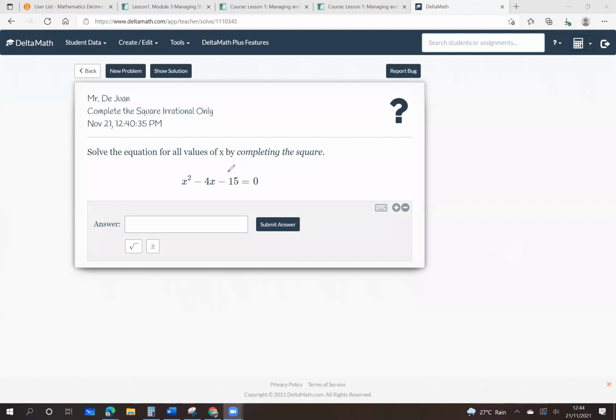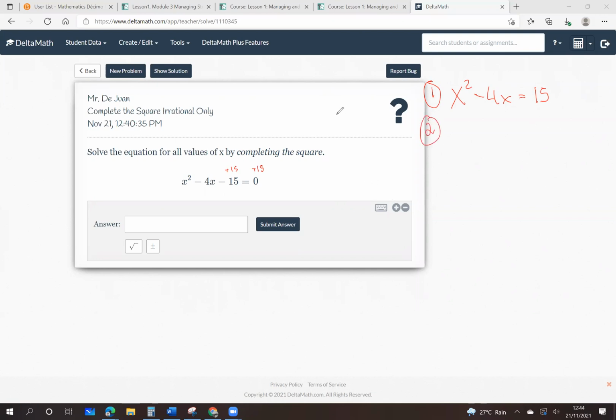All right, as it says here, what you need to always do is step 1. If you guys remember, step 1, move the c term to the other side. So that gives us x squared minus 4x equal to 15. Why? Because I add 15 to the other side. Move your c term. Look at your notes.